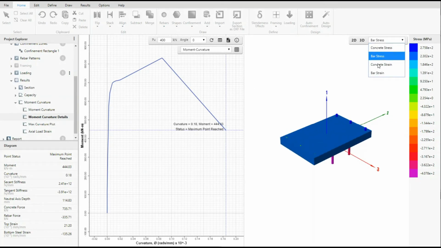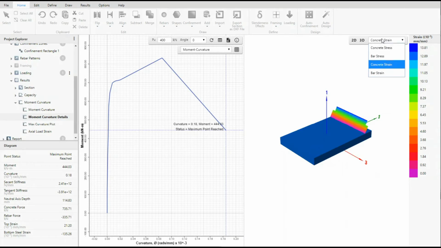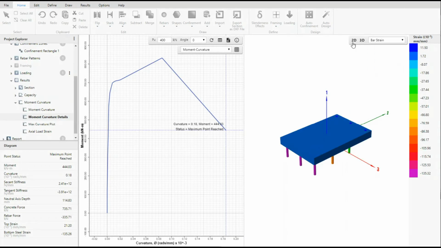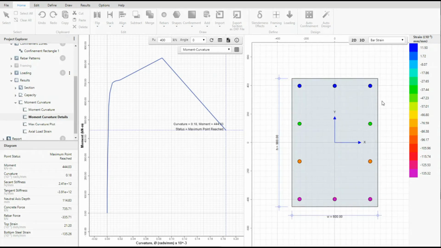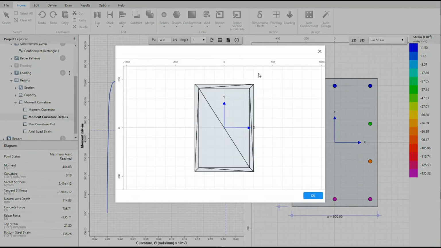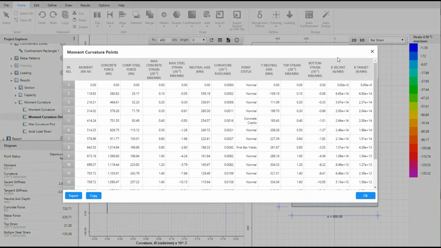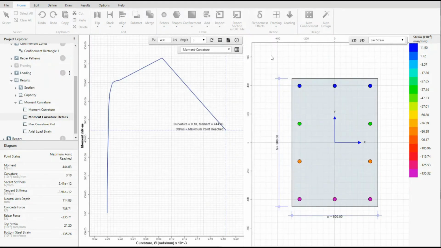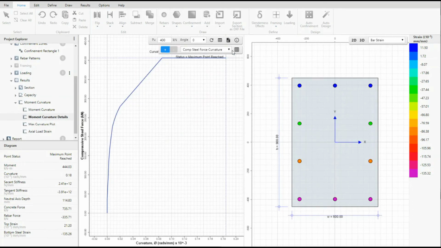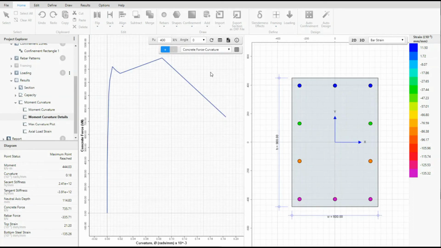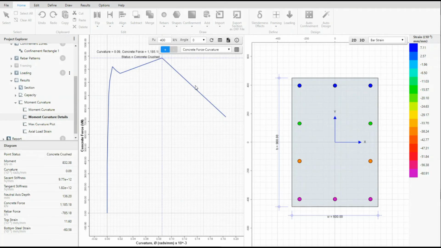We can also do the same thing with the concrete strain. We can see the bar strain both in 3D and 2D. This information is quite useful, and we can get the information about each point here, and we can see the mesh, how it was generated. We can also get a tabular display, as I mentioned, of those quantities. We can see moment curvature, compression bars, concrete force curvature. I showed you all of these in the discussion earlier, so all of that can be done here.